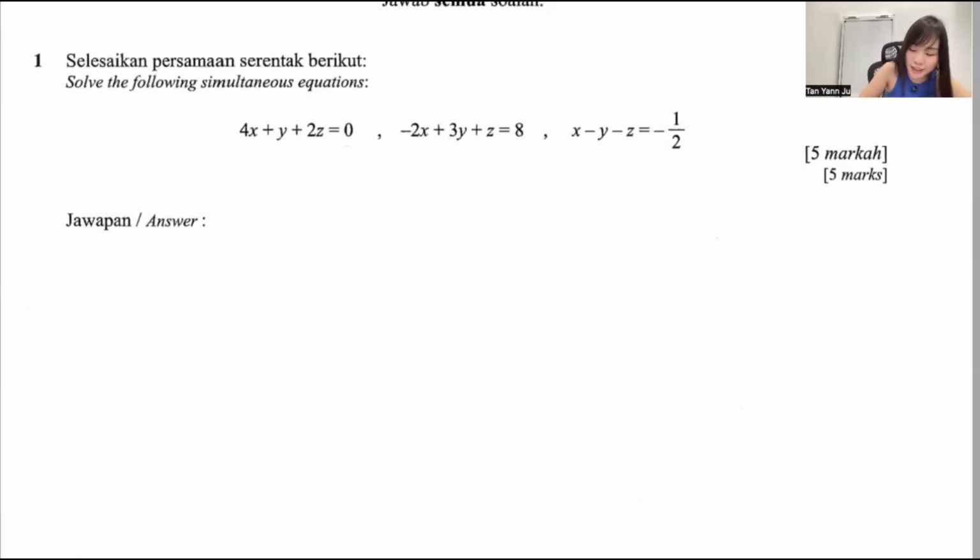Question 1. So guys, when I just purely look at this question, I straight away know it is under Form 4 Chapter 3, which we call System of Equation. So this question asks me to solve. Solve means find the unknowns out. When I look at it, I saw x, I saw y, I saw z. Okay, they want to find 3 unknowns.